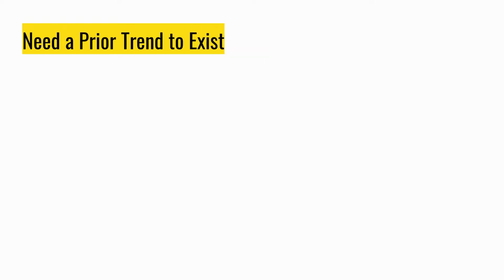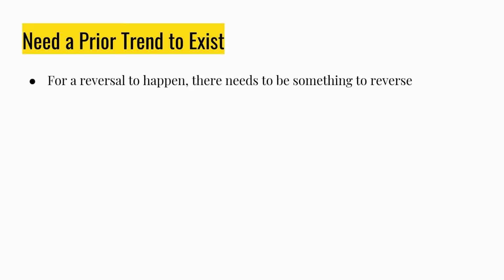So let's talk about the first guideline, which is pretty straightforward. Basically, it means that for a reversal to happen, there needs to be something to reverse. You can't reverse a trendless price action.